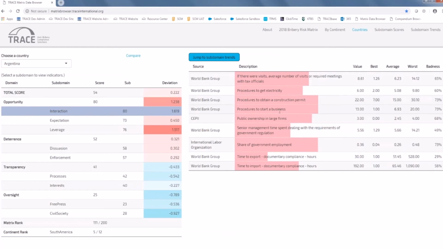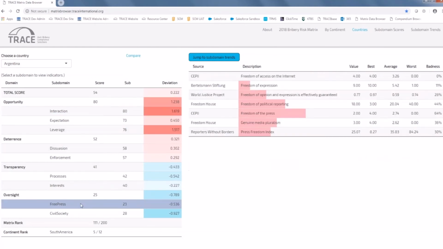But in terms of procedures, whether it's electricity or construction or starting a business, not good. Not the worst. 73% badness, 68% badness, not the worst by any stretch. But taken cumulatively, taken as a whole, and how we do it is we scale each one of these numbers, and then we take the average, and that is what we get. An overall interaction score of 1.619, and again, that's more decimal places than is really warranted, but for the sake of including everything we've got.